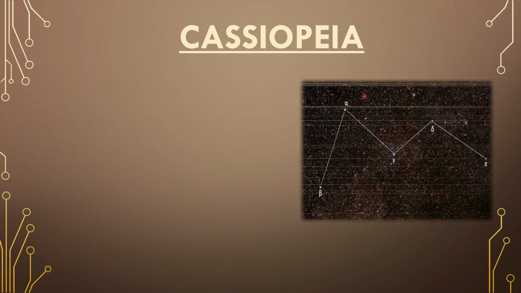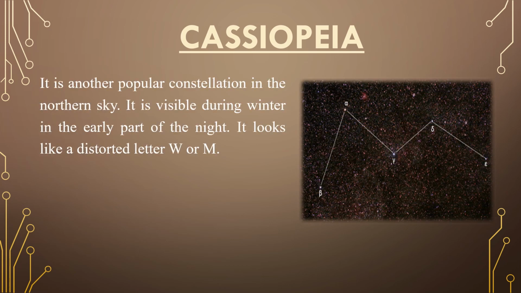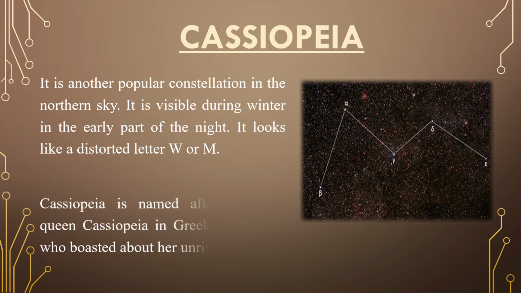Cassiopeia. It is another popular constellation in the northern sky. It is visible during winters in the early part of the night. It looks like a distorted letter W or M. Actually, Cassiopeia is named after the vain queen Cassiopeia in Greek mythology, who boasted about her unrivaled beauty.